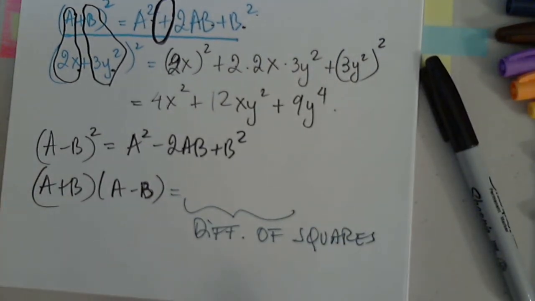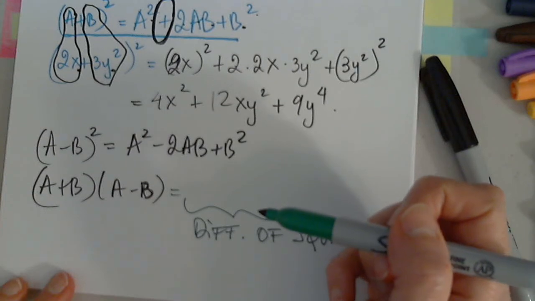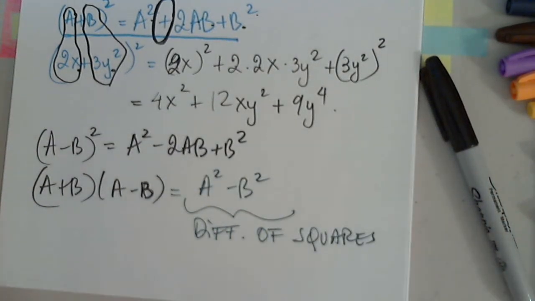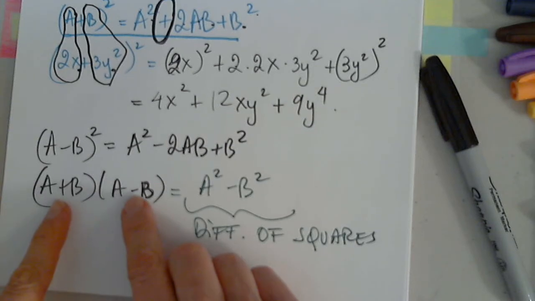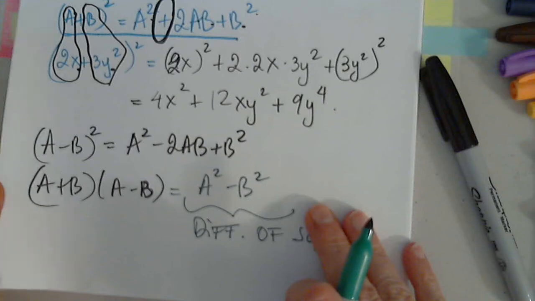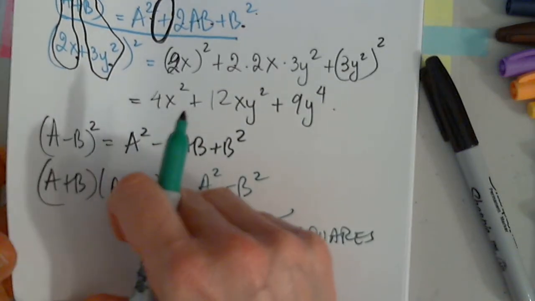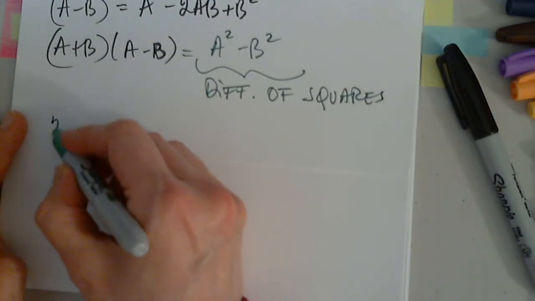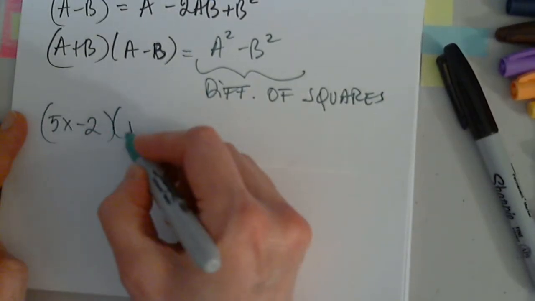Anyone would like to say anything? Can I say what I think the answer was? Yes, absolutely. Would it be a squared minus b squared? Very good. So remember, this is another pattern. These two factors have to be identical except the signs. So let's look at an example. Let's say 5x minus 2 and 5x plus 2.